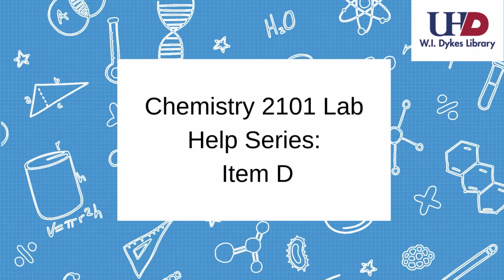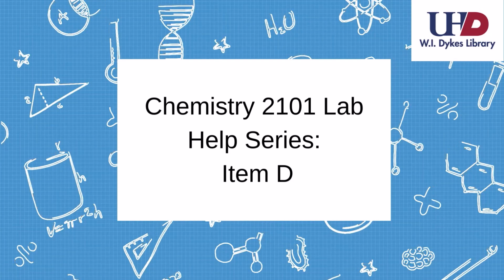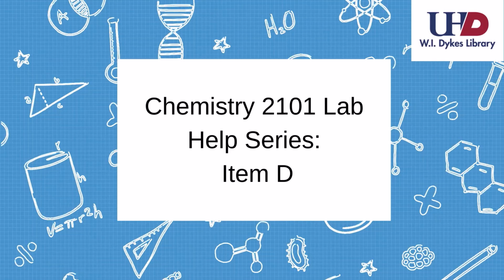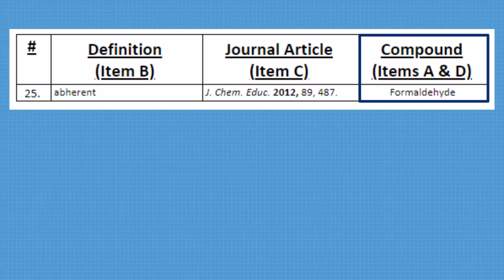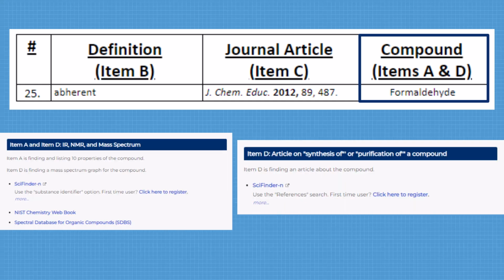In video 4 of this series, we completed item C. In this video, we'll be walking you through item D of your assignment. For item D, we will be using the same compound as item A. For item D, we are looking back to our compound. Instead of finding 10 things, we just need to find 2.